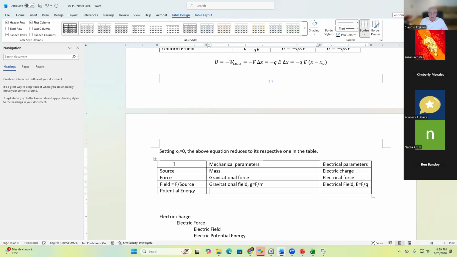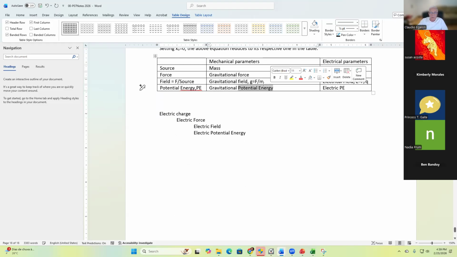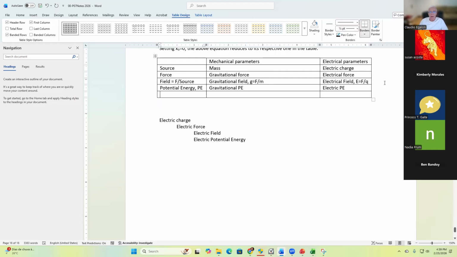right? We have the gravitational potential energy, and we have the electric potential. I'm going to put P. Potential energy, I abbreviate by P, just to save space. Gravitational potential energy, PE. Electric potential energy. Like that. And then we have one more here that we didn't define in the mechanics.